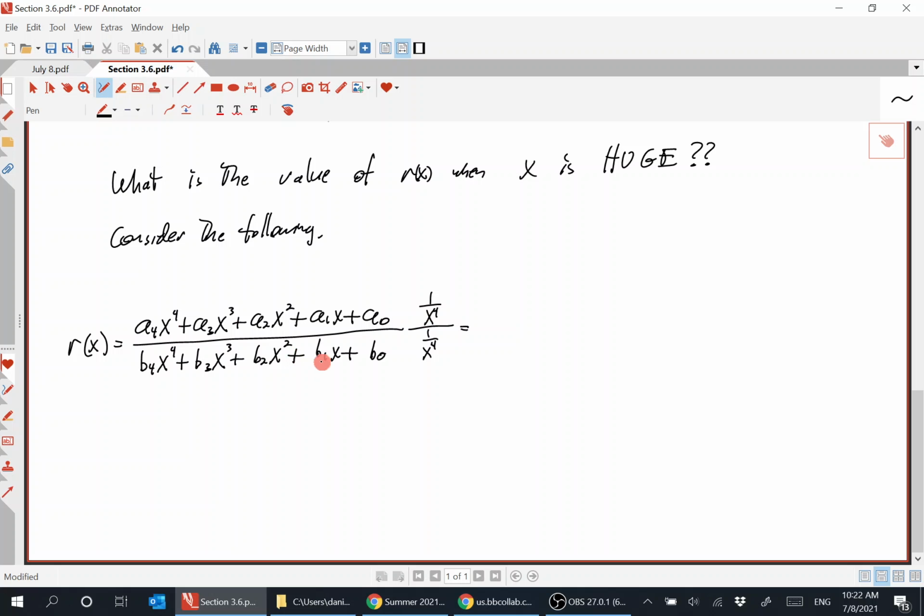So now I'm going to distribute this through here. So this becomes a4 x to the fourth divided by x to the fourth, so it just becomes a4 plus a3 x to the third divided by x to the fourth. So that becomes a3 over x plus a2 over x squared plus a1 over x to the third plus a0 over x to the fourth, divided by, same thing on the bottom, but with b's.